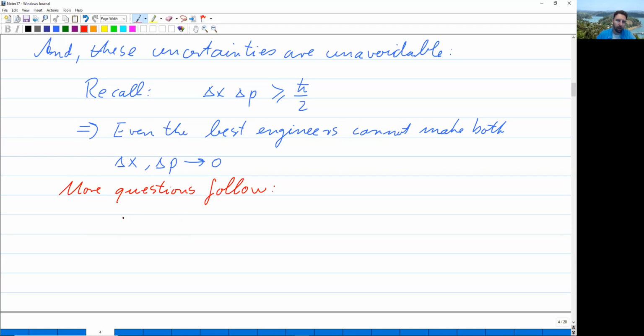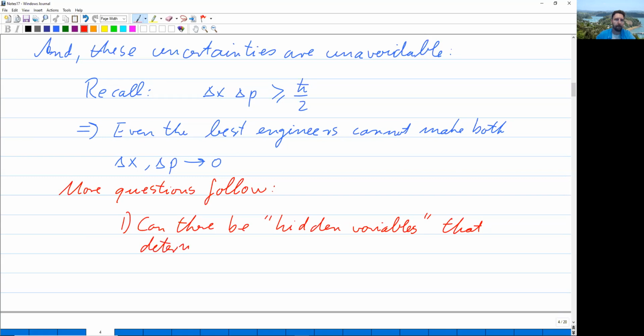First of all, one question is, can there be hidden variables that determine the seemingly probabilistic outcomes? See, this potentially offers a loophole here.